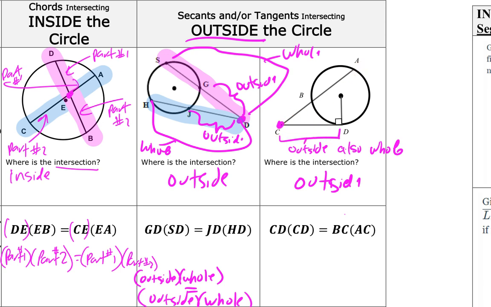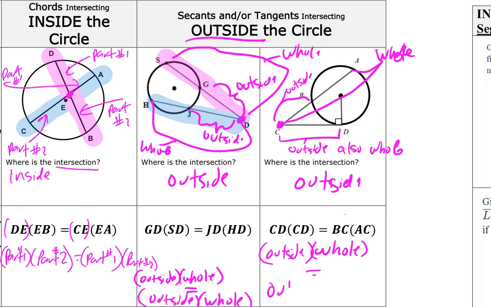Now on this one, we would say that CB is the outside, right? And then we would say CA is the whole. Whole, right? So that's our rule. We're going to say the same thing. Outside times the whole equals outside times the whole of the other one.